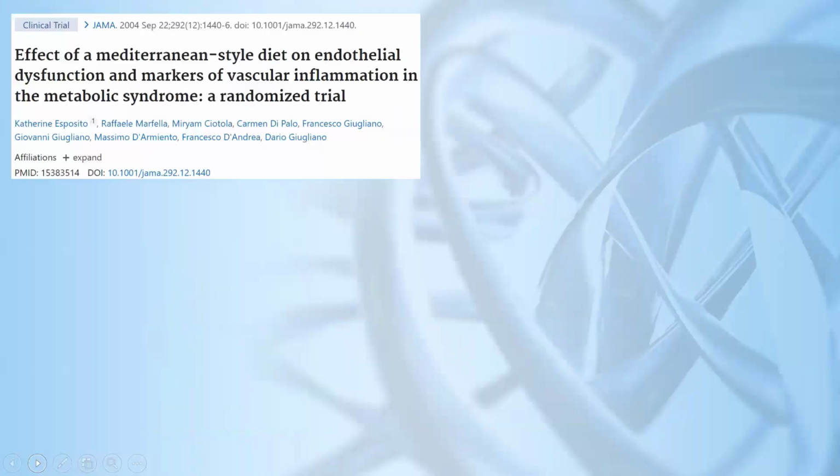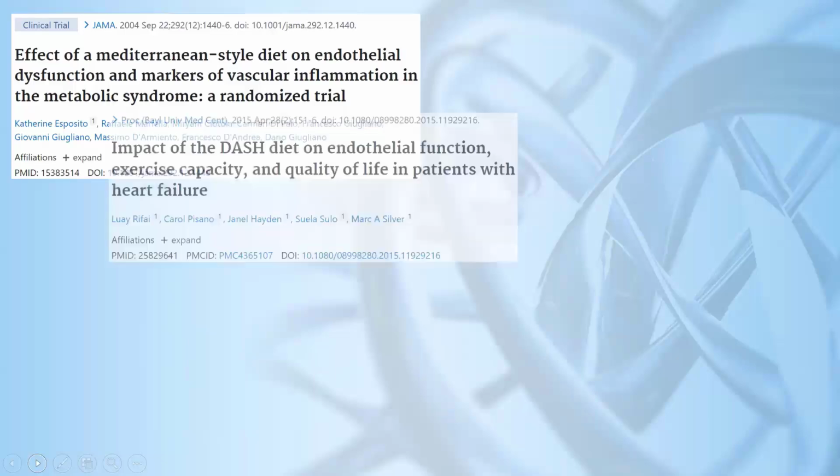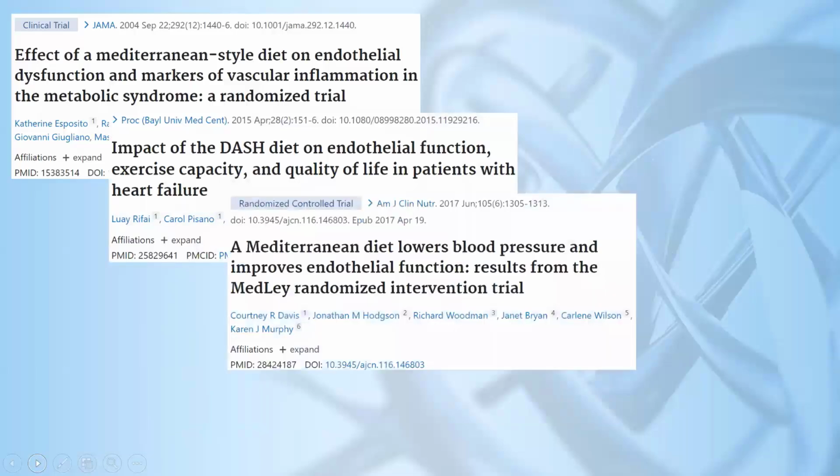So we know that there are certain dietary patterns that are associated with cardiovascular health and actually health in general. The Mediterranean diet being one of the most popular and most researched diet patterns. We have the DASH diet and again the Mediterranean diet. I picked these just to show because they were specifically looking at endothelial function in these studies. And again, I'm sure you're very familiar with the Mediterranean diet and the DASH diet. And then we also know what not to eat.